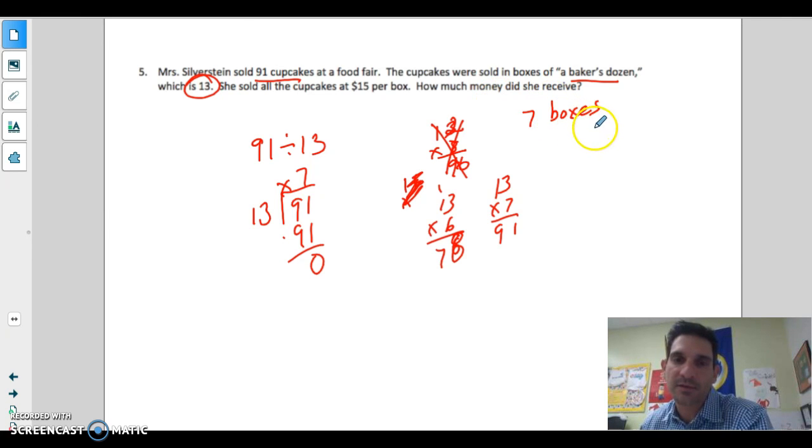She sold all the cupcakes at $15 per box. How much money did she receive? 15 times 7 is $105.